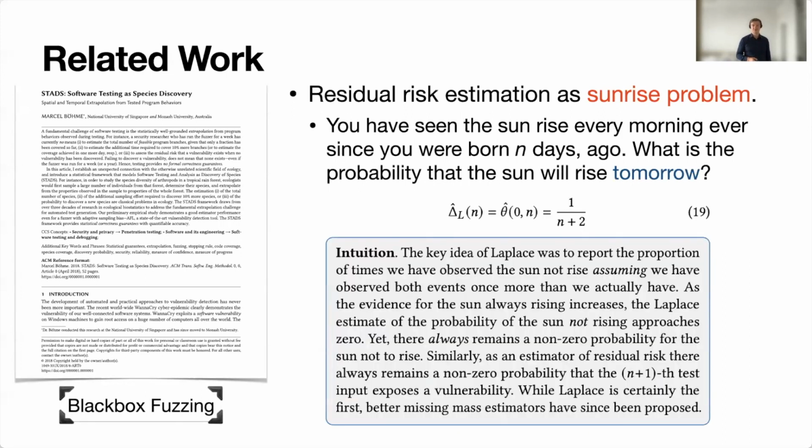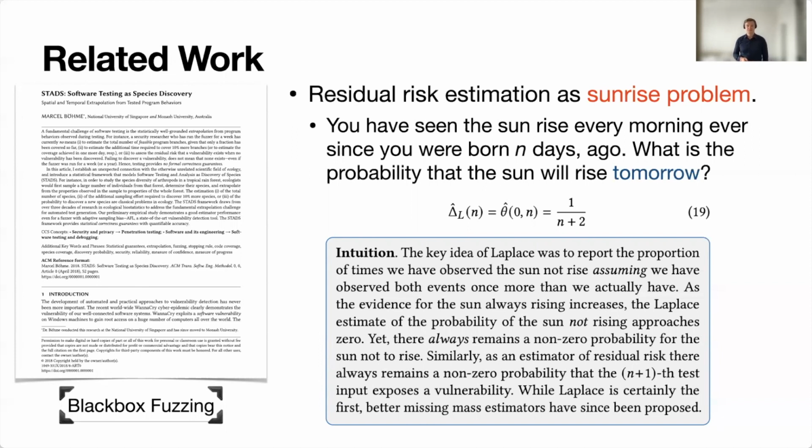So the first estimator to address this statistically is due to Laplace. The key idea of the Laplace estimator is to essentially assign both events one more observation. So you have observed the sun not rise once, and then compute the proportion of the sun rising based on these updated values.